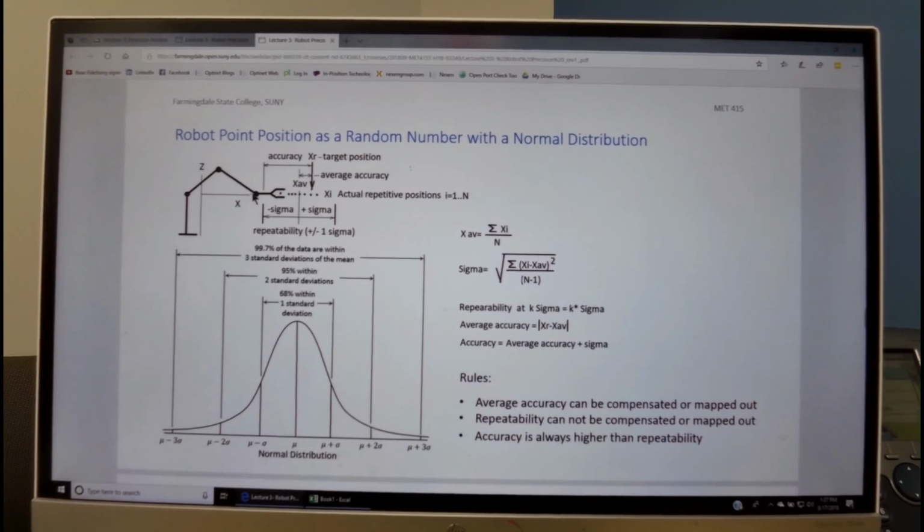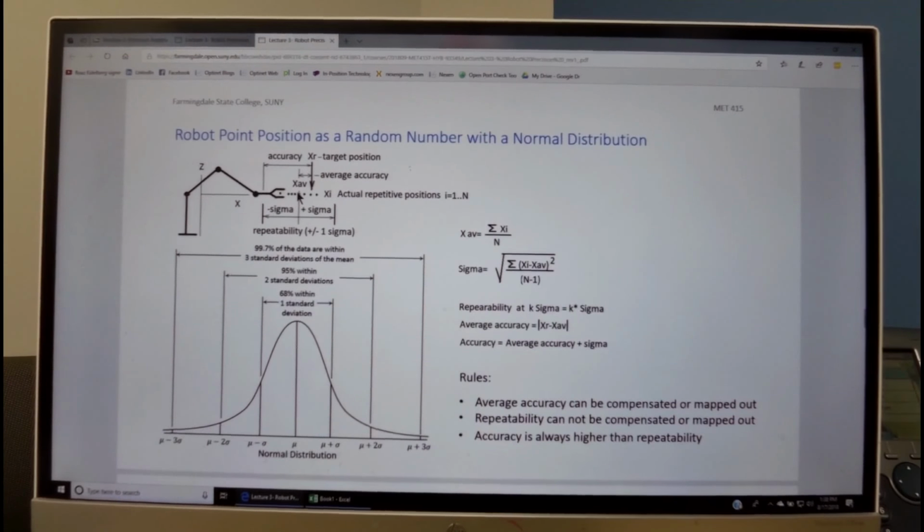So we see over here an articulating robot. Here's the tool center point, and it is programmed to move to a target position, which is right here. XR is the target position. And we run n repetitive tests, and each one of these dots represents the position where the robot ends up at the end of the test. Now, having all these values, we could first of all calculate the average position by taking the sum of all of these positions, dividing them by the total number of tests, and this will give us the average position.